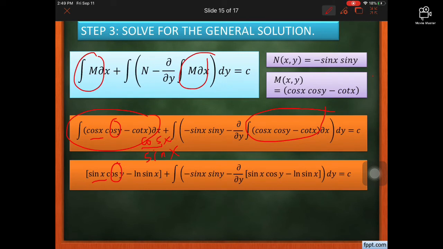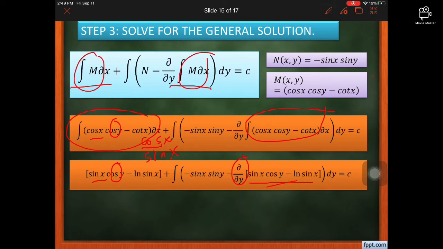So now, let's proceed. We just copy sine x cosine y because this is similar. So you copy the integral of m with respect to x in this part. So you have sine x cosine y minus ln sine x. Now we can proceed to the next part, which is to derive this function with respect to y.